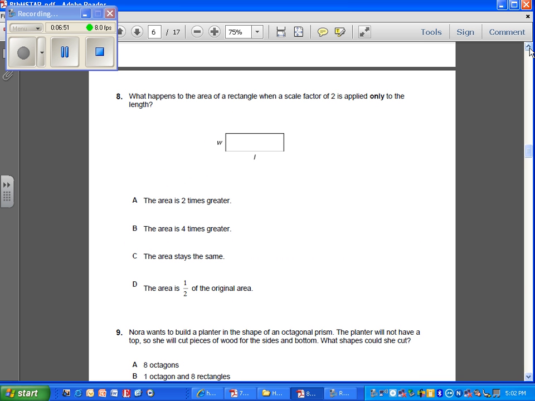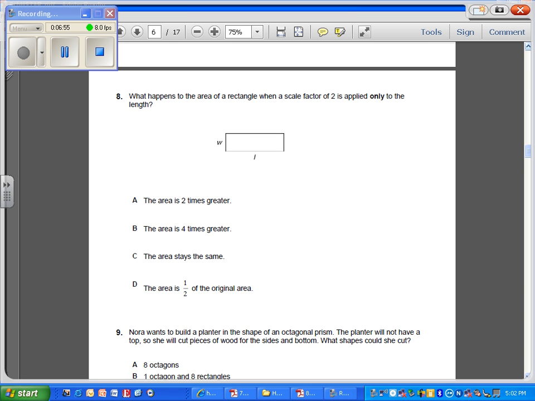Here we go. What happens to the area of a rectangle when a scale factor of 2 is applied? Here's where people were missing it. Only to the length. So if you have to, make up some numbers. Make up 1 by 2. So if I find the area of that, that's 2. But if I doubled just the length and had a 1 by 4, that's 4. So what happens? It's 2 times greater.